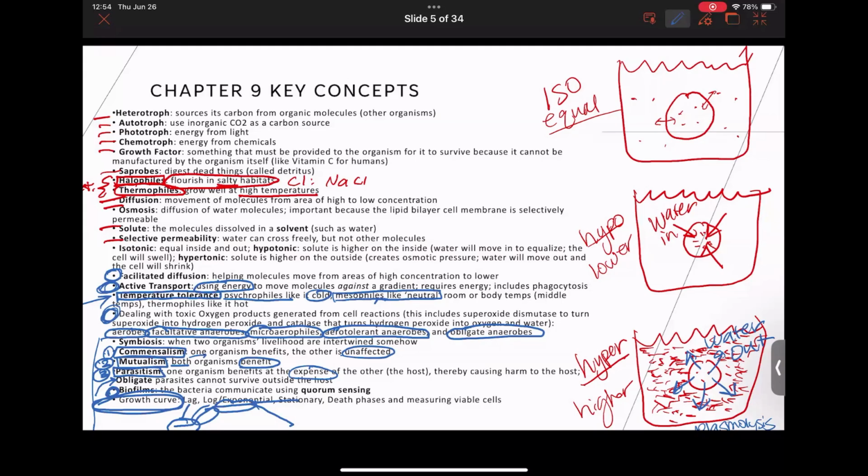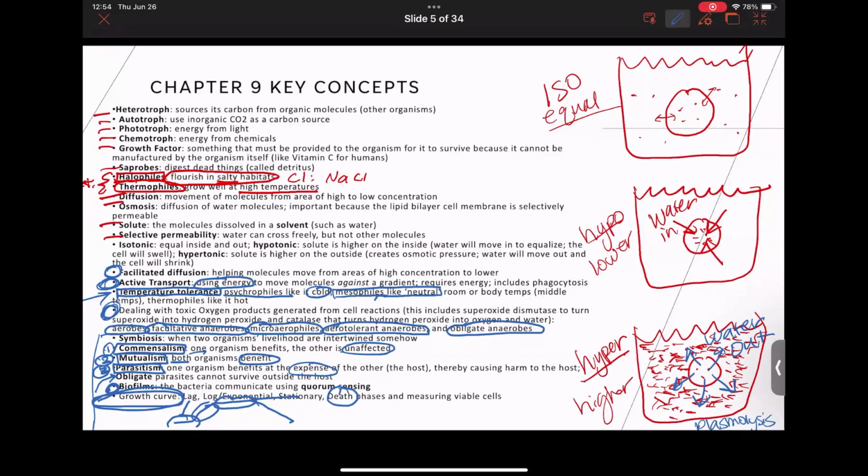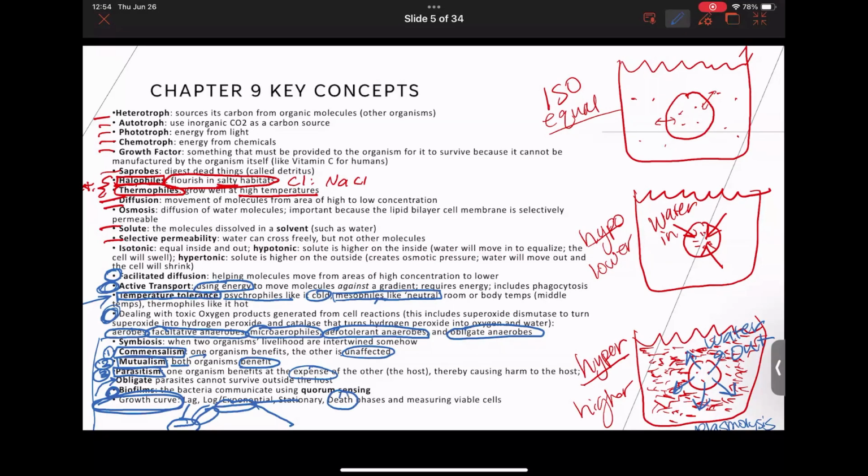That's the stationary phase. But the death phase is literally what it sounds like. You have more death than you have growth by far. And eventually everybody will die when we run out of nutrients or if there's toxic products from just death. All right. That's it for chapter 9.